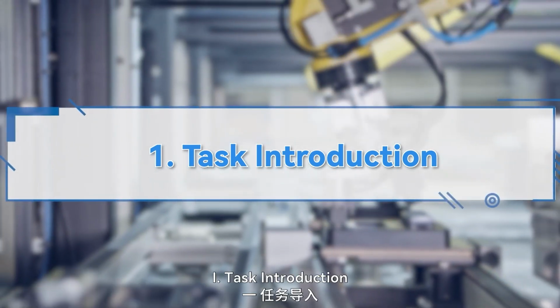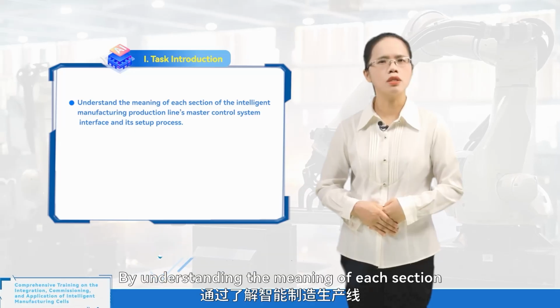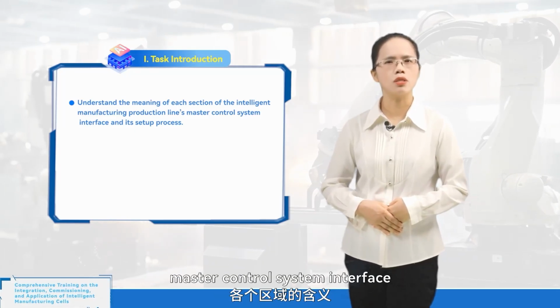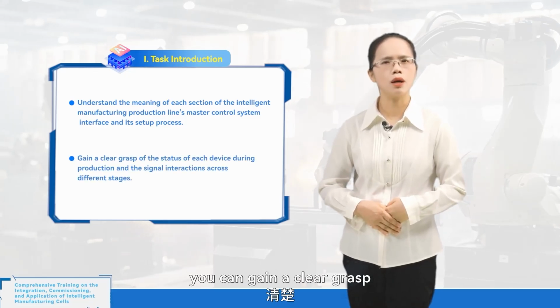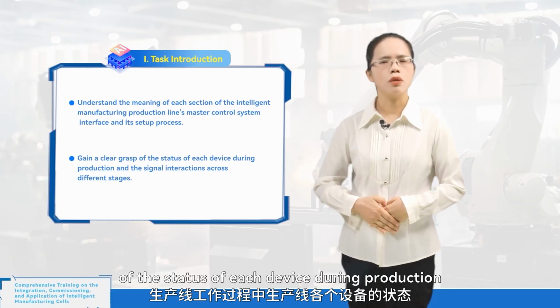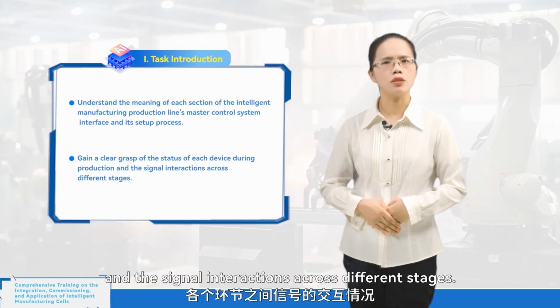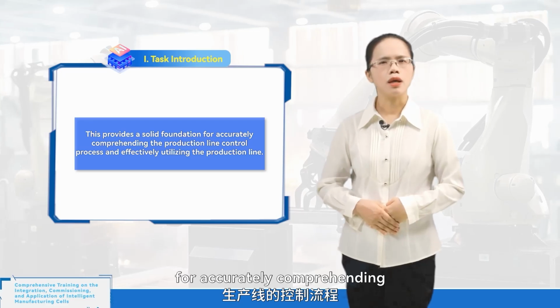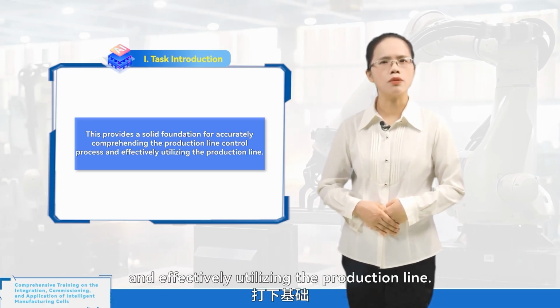1. Task Introduction. By understanding the meaning of each section of the Intelligent Manufacturing Production Line's Master Control System interface and its setup process, you can gain a clear grasp of the status of each device during production and the signal interactions across different stages. This provides a solid foundation for accurately comprehending the production line control process and effectively utilizing the production line.